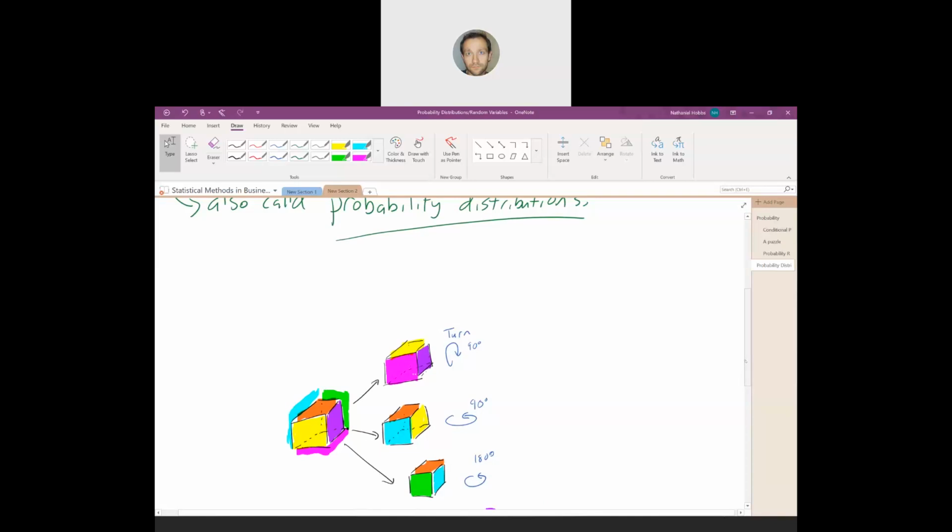The cube has 6 faces. Each of the faces has a color, and it's a fair cube. So you throw the cube, any color could appear on top with equal probability. That's 1/6. When you roll the cube, you say that the result of the roll is whatever color appears on top. That's it.